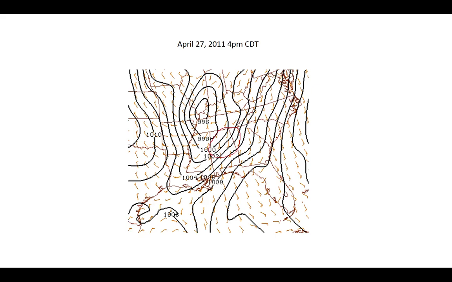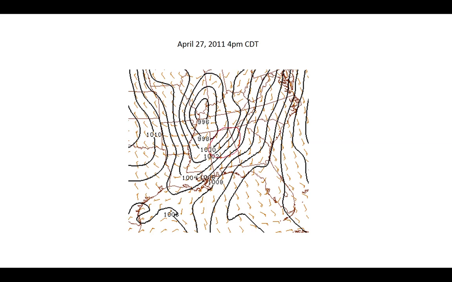So let's jump right into some examples. I know this is generally what we all are waiting to see. It's the good stuff. This is from April 27th, 2011 at 4 p.m. Central Daylight Time. As many of you know, the tornado outbreak was ongoing at 4 p.m. from roughly Huntsville down to just north of Montgomery, right in this corridor, right in through here. And interestingly, as you can see, this is the area of greatest isallobaric response.